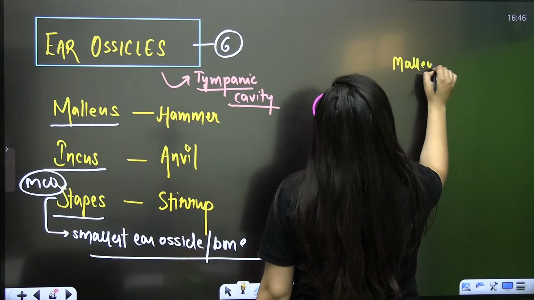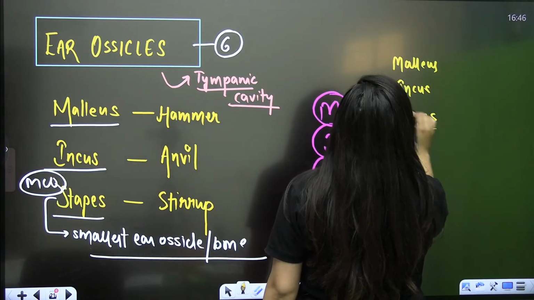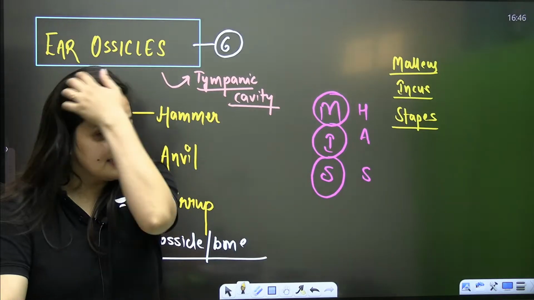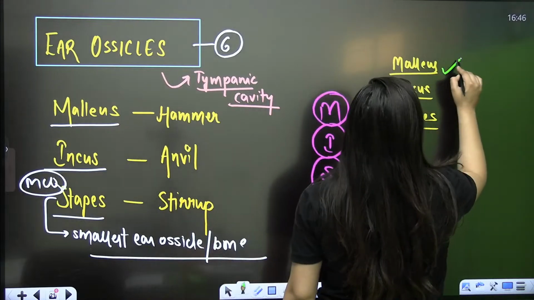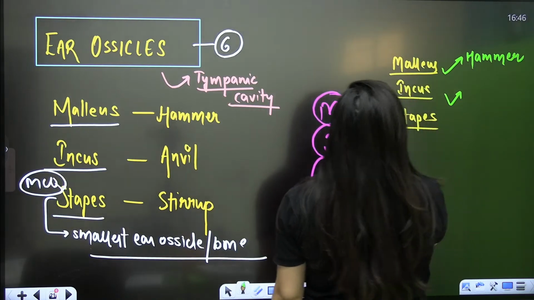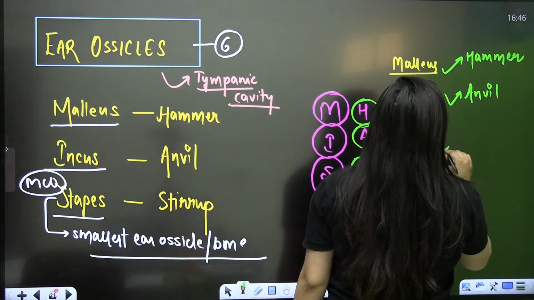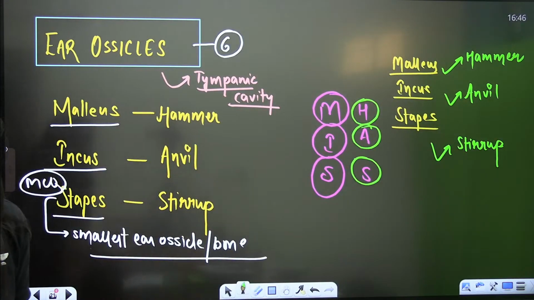So malleus, incus, stapes. Malleus is hammer shaped. Incus, I told you, the trick is H-A-S-E: anvil. Stapes, stirrup. So these are the shapes actually: hammer, anvil shaped, and the stirrup. Okay? So malleus, incus, stapes.